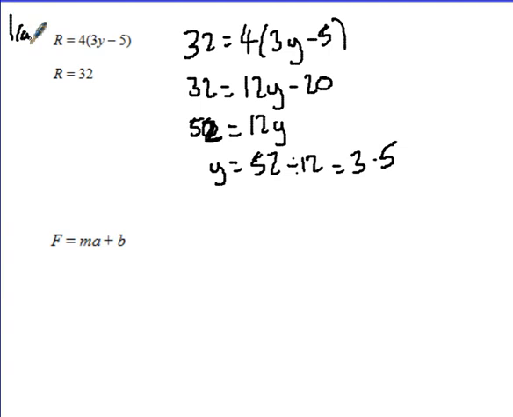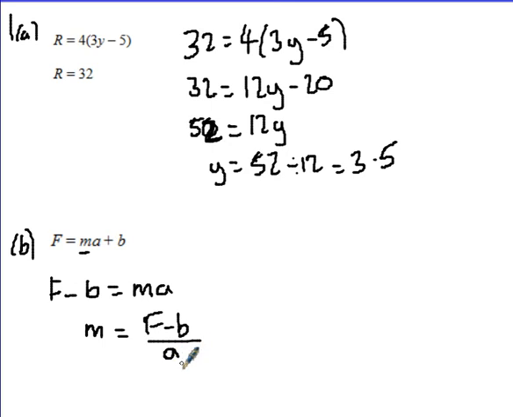That was 1a. 1b asks us to make m the subject, so we need to make m here on its own. So first step is to take b over to this side, so I'll get f take away b equals ma, and then I'm going to move the a by dividing through by a, so I'll get m equals f minus b all divided by a, so therefore m is now the subject.